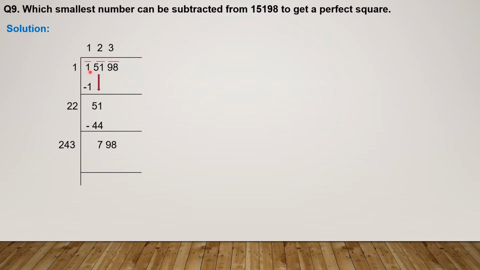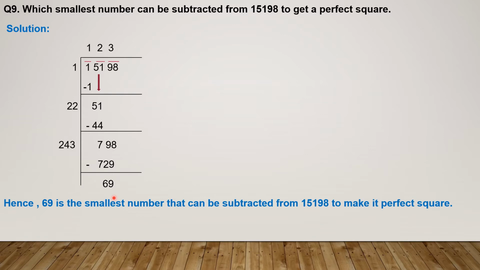Now 22 will be added into 22 plus 2, 24. With 24 we have to try 3. 243, 3s are 729. And now students, the remainder is not 0. If the remainder is 0 it means it is a perfect square. But the remainder is not 0. In the remainder we have 69.